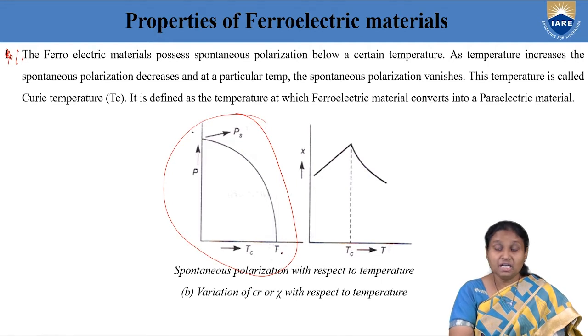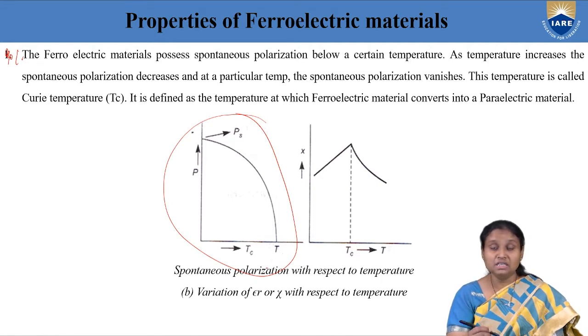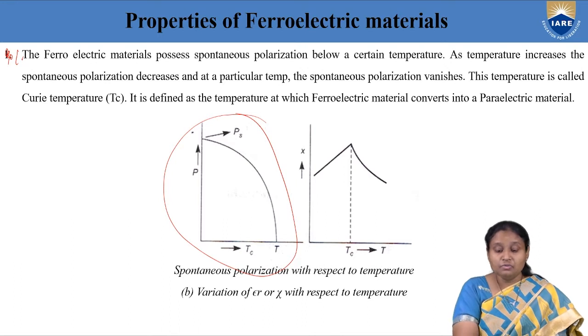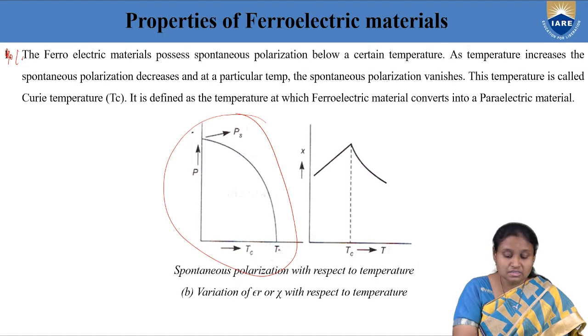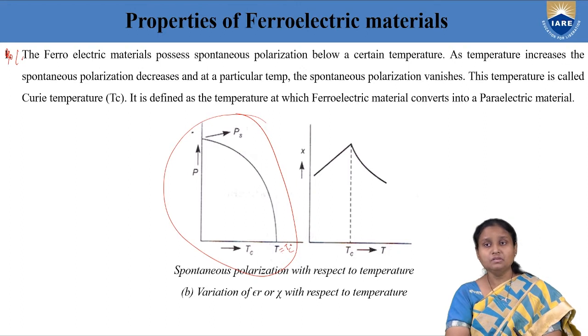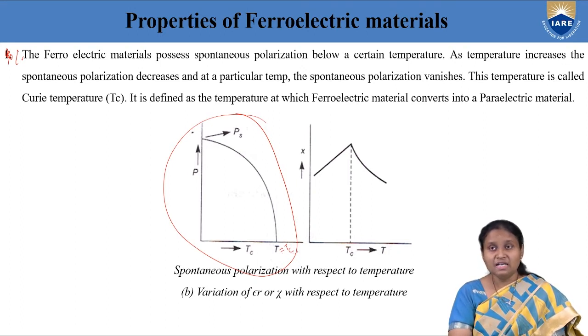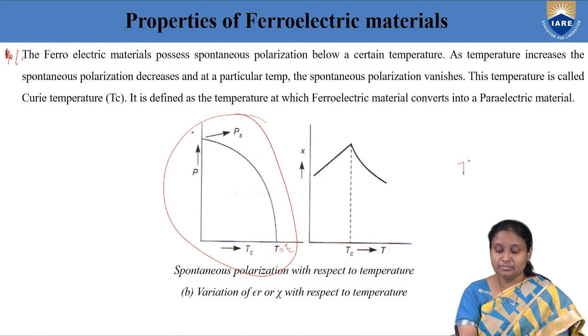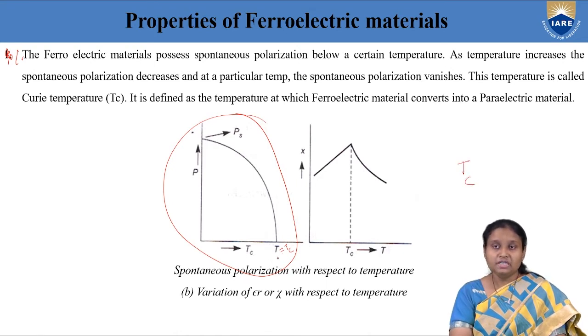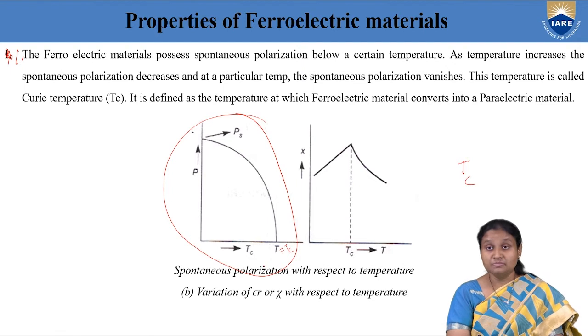Now after that, I started increasing the temperature. When you start heating the ferroelectric material, this is the shape of the curve followed with respect to temperature. Slowly, this spontaneous polarization value keeps on decreasing. Then there is this temperature, T equals Tc. There exists one temperature called Tc. What happened to spontaneous polarization? Spontaneous polarization has become zero.